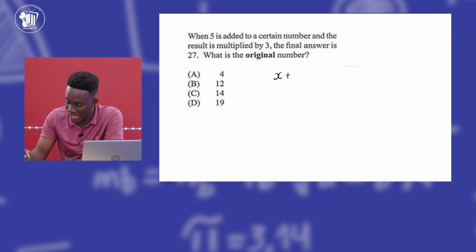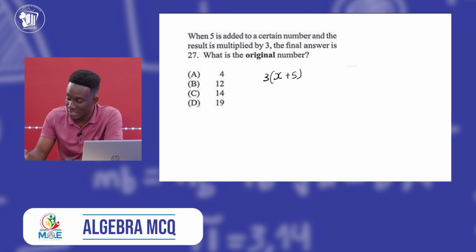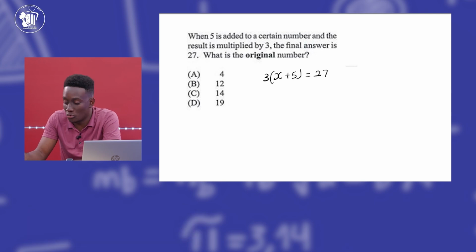So when 5 is added to this number, the result is multiplied by 3. So all of this, we have to multiply by 3. We put everything in brackets and we multiply it by 3. So the final answer is 27, so this is equal to 27. They want to know what is the original number.